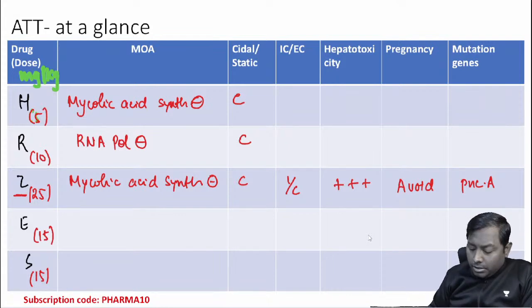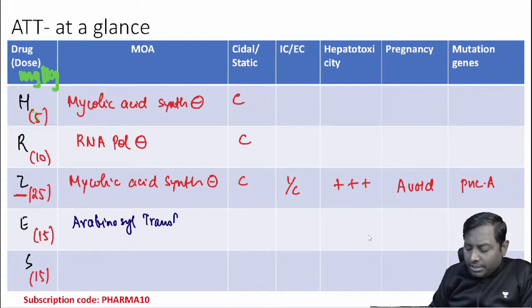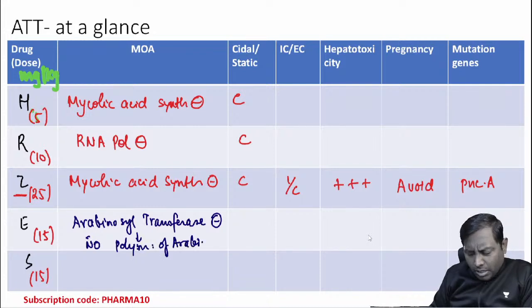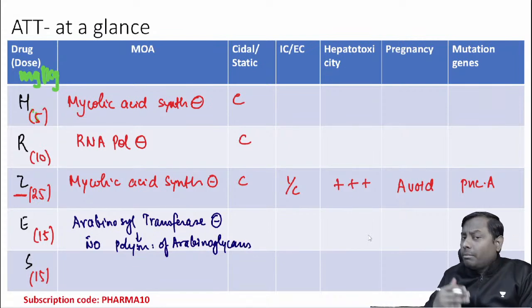Ethambutol, thumbs up. So they are again acting by inhibiting one of the very important enzymes known as arabinosyl transferase. Arabinosyl transferase is the enzyme that is involved in the polymerization of arabinoglycans. Therefore, there is no polymerization of arabinoglycans. Arabinoglycans are also a constituent of the cell wall, but the major constituent will be mycolic acid. For mycobacterium, mycolic acid is the major constituent.